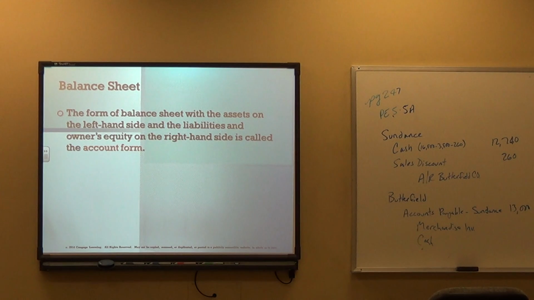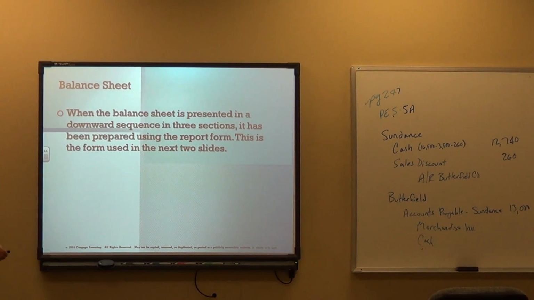Then the balance sheet, the form of the balance sheet with the assets on the left side and the liabilities and the owner's equity on the right side is called the account form. We'll take a look at that. When the balance sheet is presented in a downward sequence in 3 sections, it has been prepared using the report form. And this is the form used in the next 2 slides.